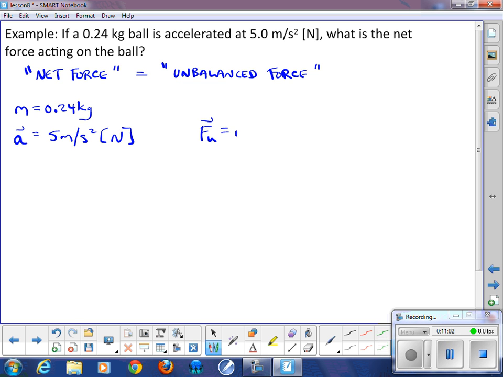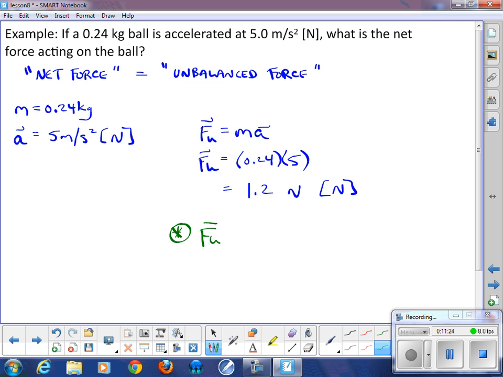Well, we know that Fu equals ma. So we are looking for Fu. 0.24 times acceleration is 5. So we're calculating that out. So 0.24 times 5. You'd think I'd pick easier numbers for my example, so I can just do them in my head. Now remember, Fu and acceleration are always in the same direction.